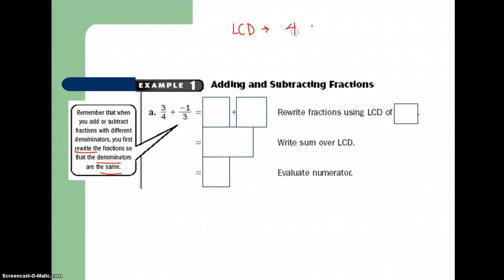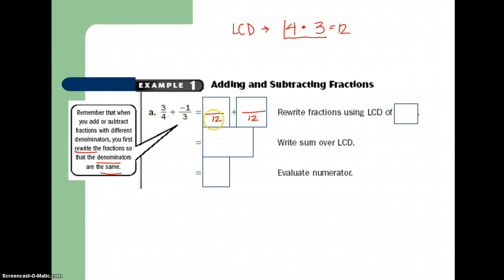The LCD of 4 and 3. I'm going to show you a different method called the birthday cake. You basically are going to take out the numbers that go into both of them. Well, nothing divides by both of them, so I can just multiply them together to get 12. So I'm going to rewrite these fractions so they have denominators of 12.